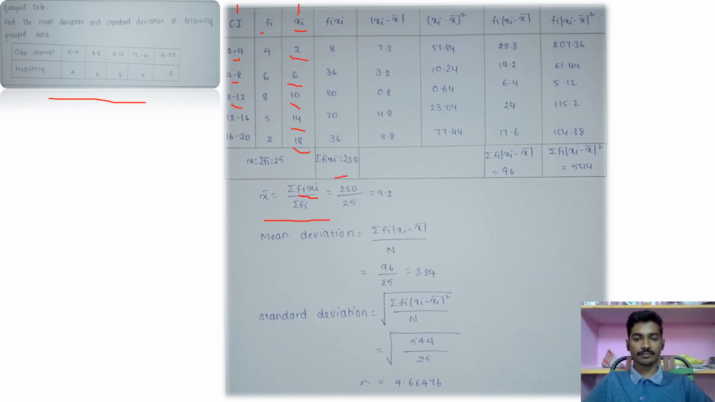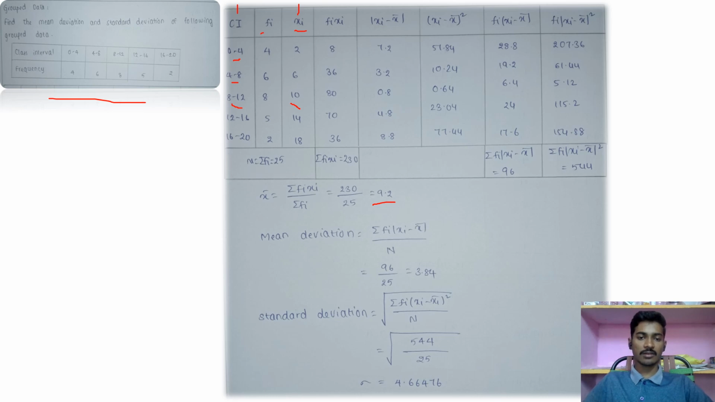230, and in the denominator we have sigma fi. Sigma fi is the sum of all the frequencies, that is 25. To calculate the mean, it is 230 by 25, that is 9.2. Then we found the x bar value, that is 9.2.